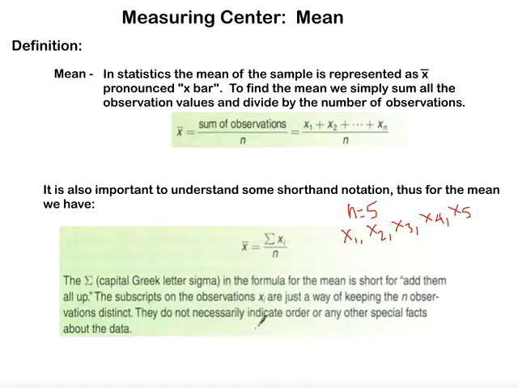It's also important to keep in mind that the subscripts, the 1, 2, 3, 4, and 5, do not necessarily indicate order or any other special facts about the data, but they help us keep the observations separate from each other.